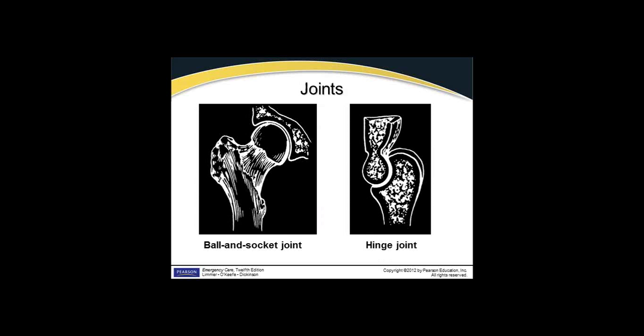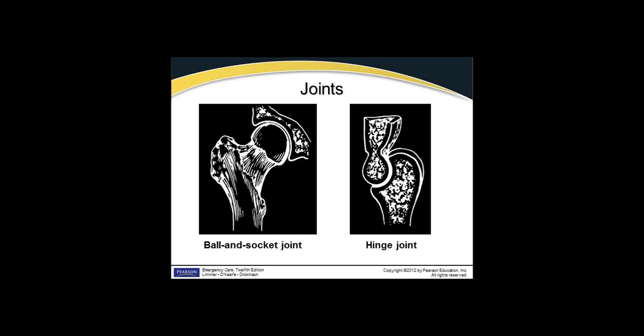Joints. Lots of different types of joints in the body. These are formed where two bones meet up. There's lots of different types, more than what we show here. Ball and socket joint, the good example they show is the femur, and the head of the femur fitting into the acetabulum. Or the hinge joint, which in this case it looks like they're trying to indicate is the elbow, so the olecranon process there. Those are the two major types of movable joints.